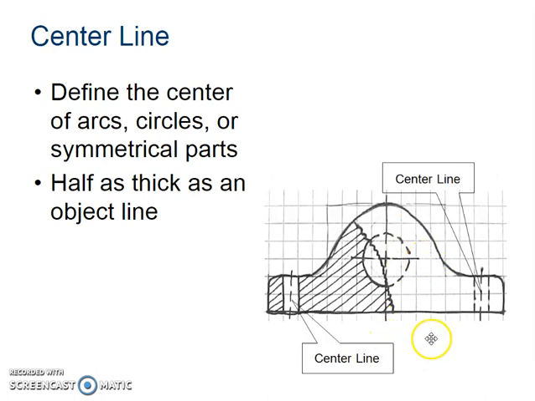There are center lines. Whenever you have a hole, you have a type of center line. This one going right on the outside, with a tick outside, marks the center of our arc, our circle, or any kind of symmetrical part that we have.